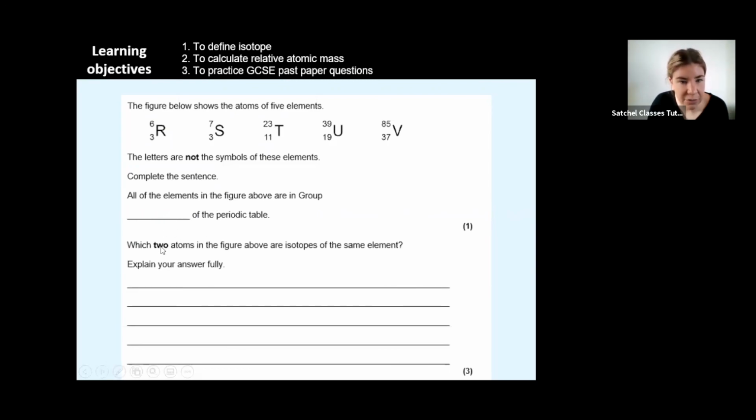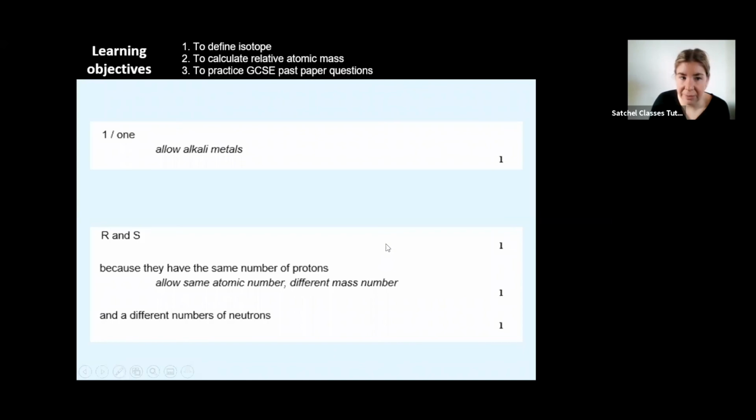Which 2 atoms in the figure above are isotopes of the same element? Explain your answer fully. Okay, so there's 3 marks available for this. So let's quickly go through the mark scheme. So this is the mark scheme for question 2. You get a mark for identifying R and S.